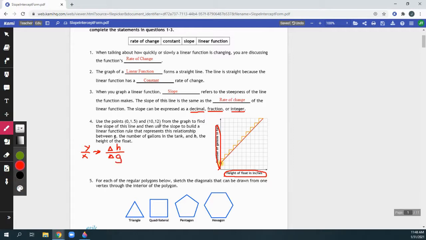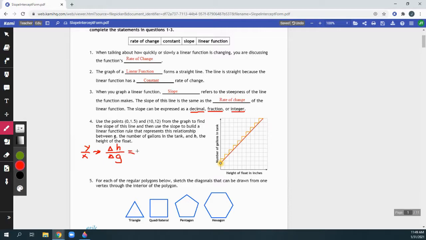Now they gave us the points here already. 0, 1.5 is right here, and 10, 12 is right here. So they're trying to save us some time and make sure that we can really read the graph and don't get thrown off by that. So that's nice of them, right? But just so you know, it's not something new that they came up with. These points are on that graph. And if you need to remind yourself of that, take a moment to do so.